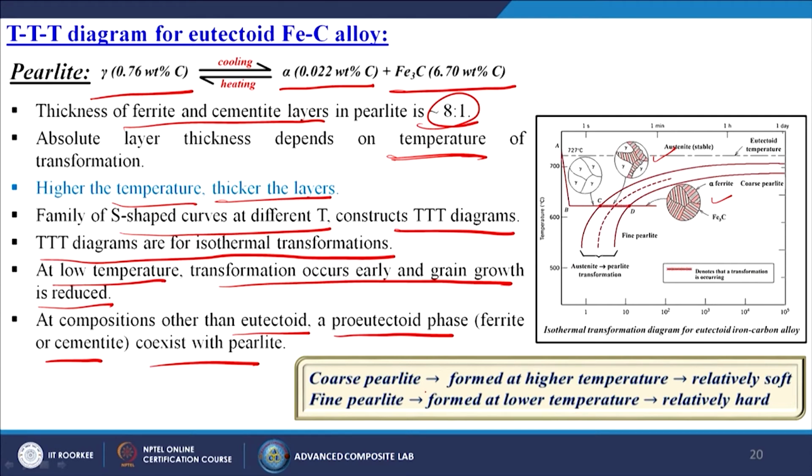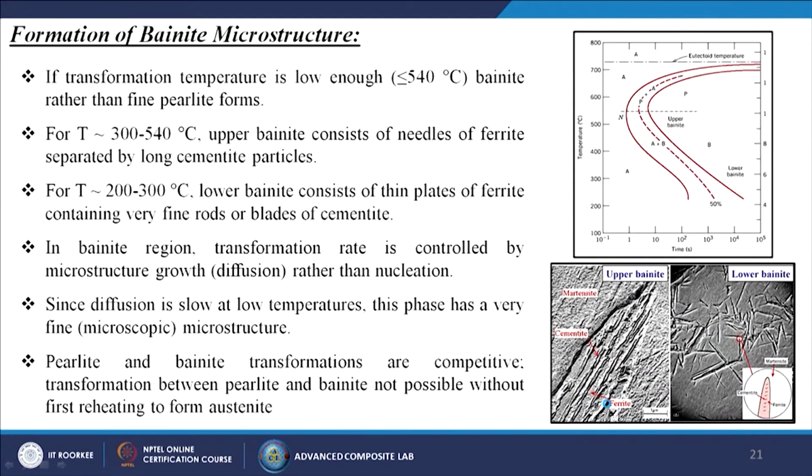Coarse pearlite tends to form at higher temperature, and is relatively soft. Fine pearlite, which forms at lower temperature, is relatively hard in nature. Now, the formation of the bainite microstructure. If the transformation temperature is low enough, that is less than 540 degrees centigrade, bainite rather than fine pearlite forms.